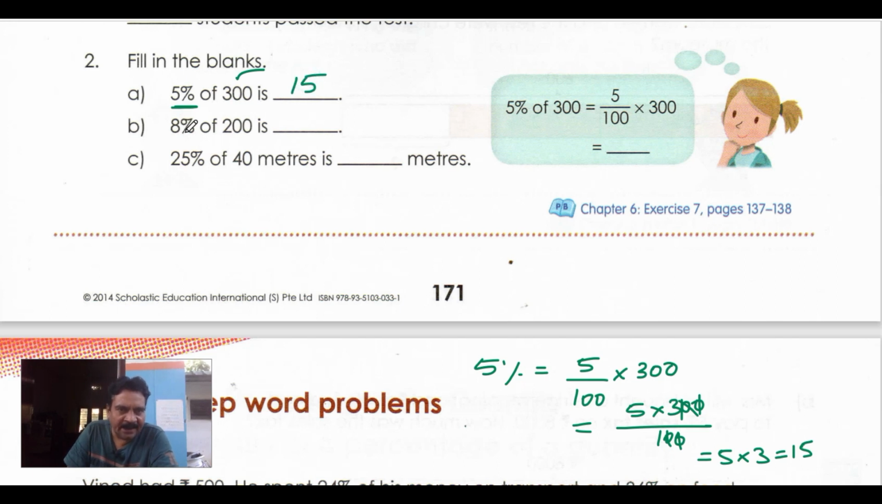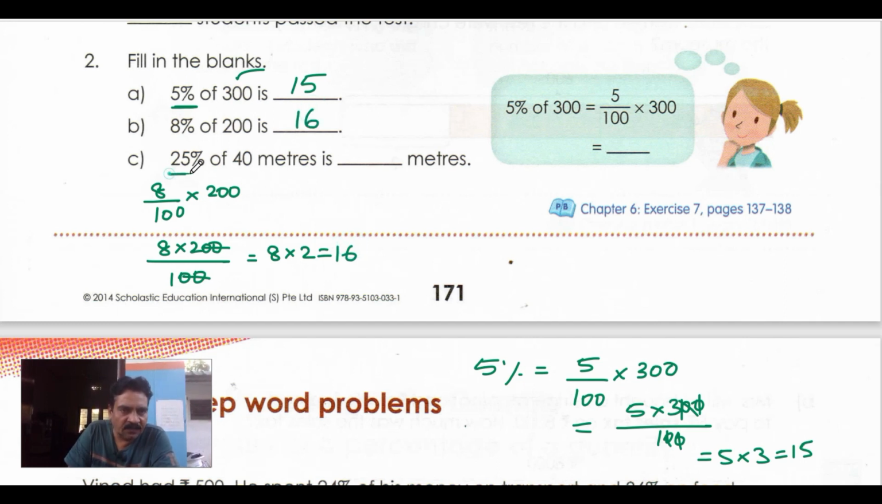Now we'll go to 8%. 8% means 8 by 100 of 200, right? So the next step is going to be 8 into 200 by 100. These two zeros cancel. 8 into 2 is equal to 16. So this is your 16.